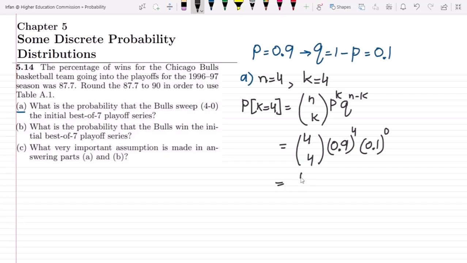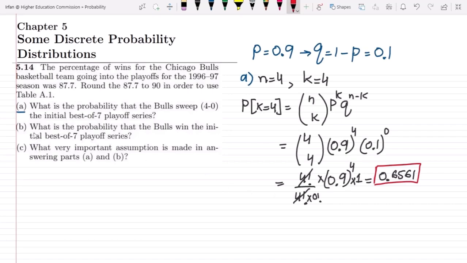So here what would we get? It would be 4 factorial divided by 4 factorial into 0 factorial, because 4 minus 4 is 0, times 0.9 raised to power 4, times 0.1 to the power 0, which is 1. Multiplying all those terms, these will be cancelled out, and finding 0.9 raised to power 4, the answer is 0.6561. That is the solution of part A of my question.